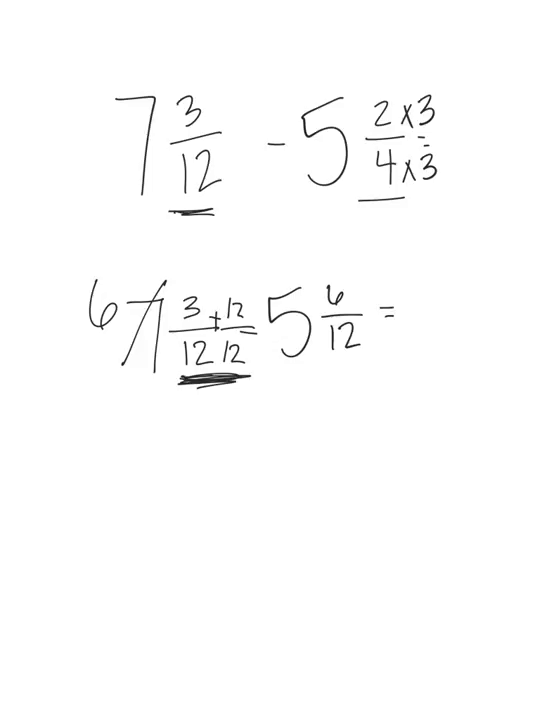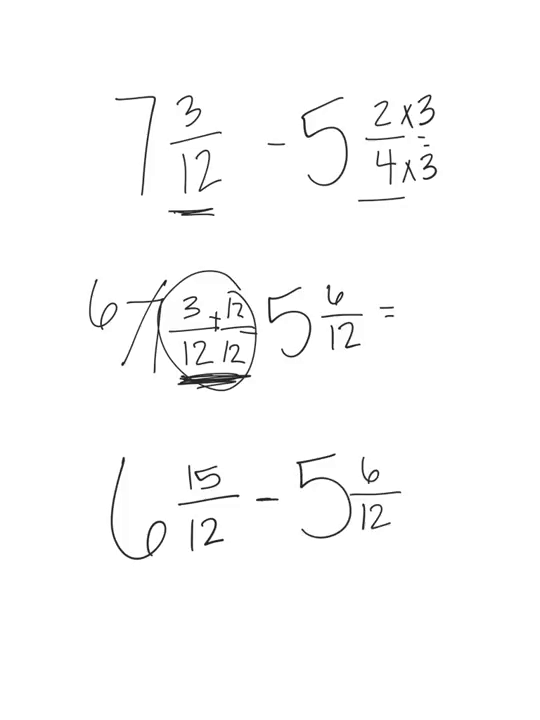Okay, so let's rewrite that fraction. That becomes 6, and make sure you add these together. 3 plus 12 is 15, and my denominator stays the same, which is 12. Minus 5 6/12. I didn't do anything to this right here, so it stays the same. Well, let's go ahead and subtract. 6 minus 5 is 1. 15 minus 6 is 9, and 12 stays the same.